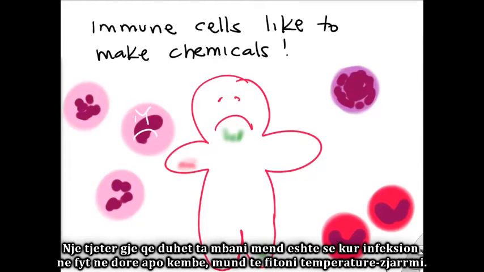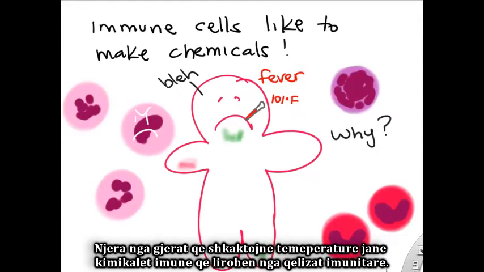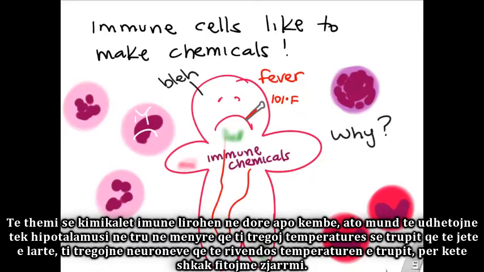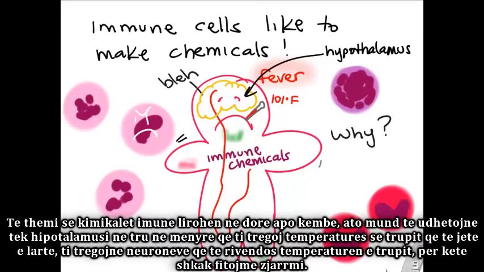The other thing to keep in mind is that when you have an infection in your throat or an infection in your arm or leg, you may get a fever. One of the things that causes the fever are immune chemicals released by your immune cells. So let's say the immune chemicals are released in your arm or your leg. They can actually travel up to your hypothalamus in your brain and tell your body temperature to be higher, tell those neurons to reset your body temperature, and that's why you get a fever.